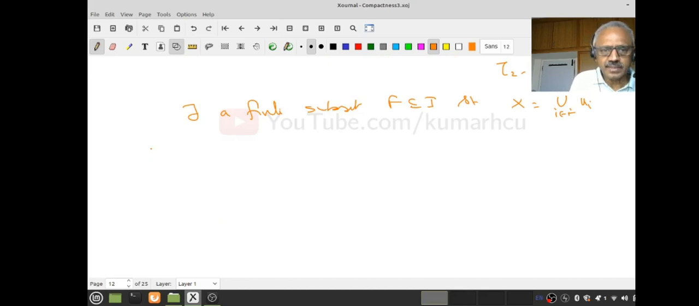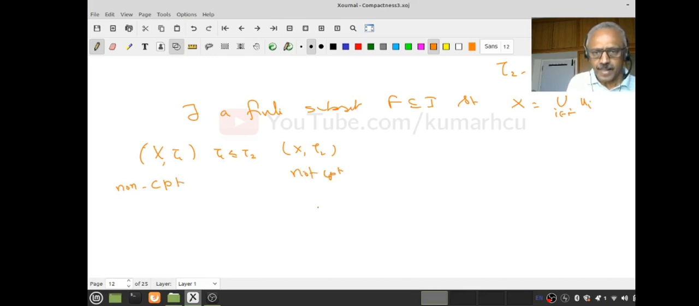Assume we have (X, tau 1) and (X, tau 2), and assume tau 2 is finer than tau 1. Then if (X, tau 1) is not compact, then (X, tau 2) is not compact. And if (X, tau 2) is compact, then we proved (X, tau 1) is compact. Do you understand? If (X, tau 2) is compact, you are done. Do you see that?